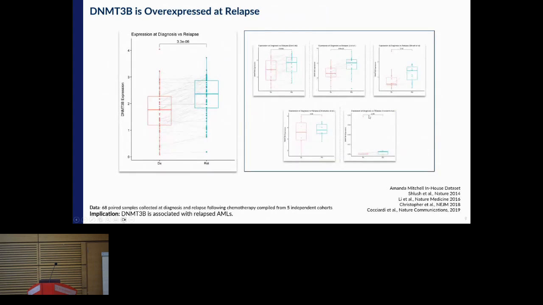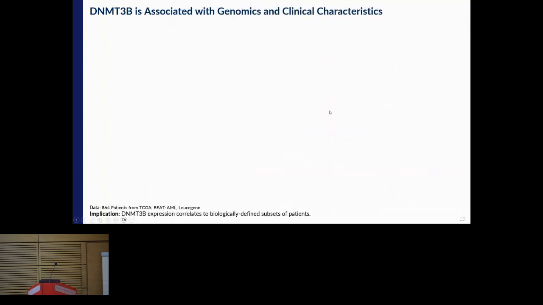Next in ATLAS-AML, we can look at the expression at diagnosis versus relapse. And so these are 5 publicly available data sets that we took and compiled. And in all 5 of these data sets, the scientists performed bulk RNA sequencing at diagnosis, and then again for the patients that relapse. And so in this way, we compiled 68 paired samples at diagnosis and relapse, and we're able to look at the expression in these conditions as well. And again, consistent with what we've been seeing so far in our example gene, DNMT3B seems to be overexpressed in the transition to relapse.